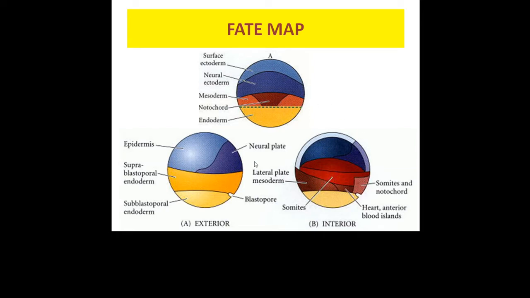So as we can see, the prospective ectoderm and endodermal cells are largely present on the surface of the embryo, while the mesodermal cells are lined in the equatorial zone in the marginal region, mainly in the interior of the embryo.